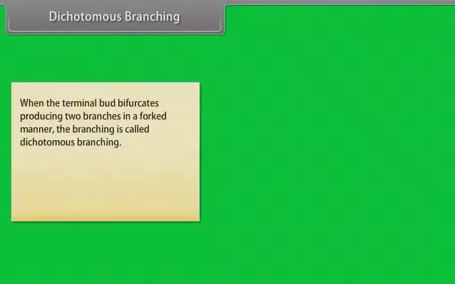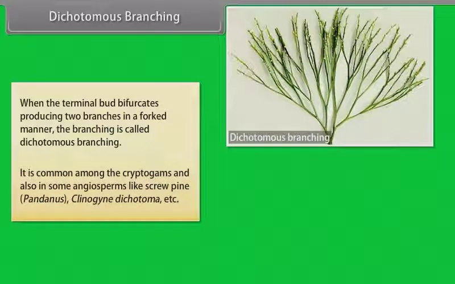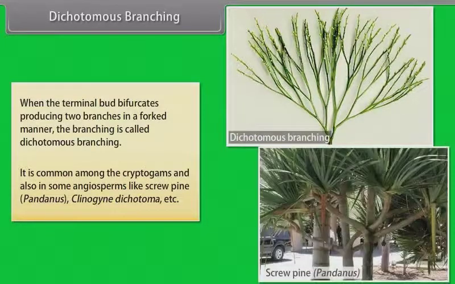Dichotomous branching. When the terminal bud bifurcates, producing two branches in a forked manner, the branching is called dichotomous branching. It is common among the cryptogams and also in some angiosperms like screwpine, Pandanus, Cycas, Clinogyne dichotoma, etc.